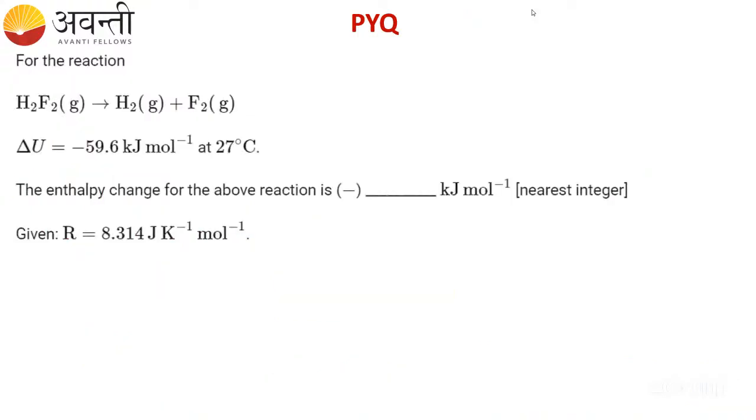For the reaction H2F2 giving H2 plus F2, delta U is given at 27 degrees Celsius. The enthalpy change for the above reaction is minus dash kilojoule per mole. R value is also given. So how to do this question? It is very, very easy.